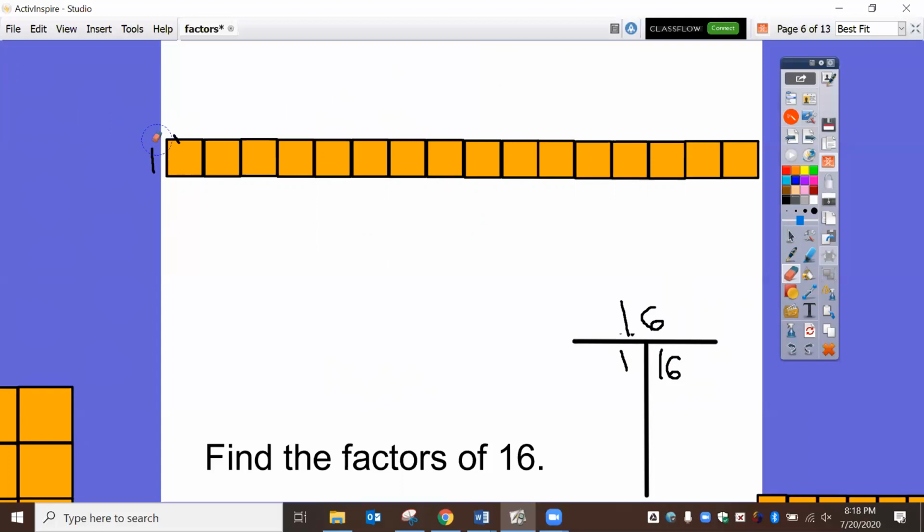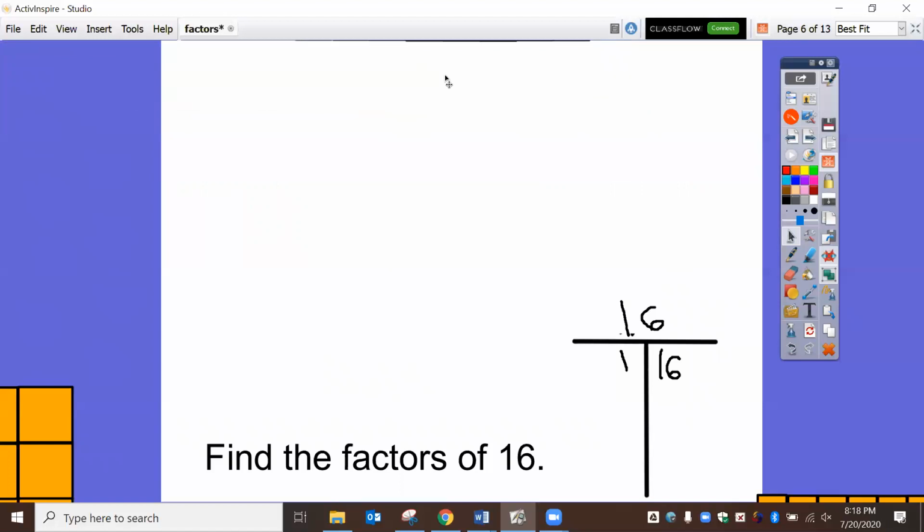There is another area model that I could create for 16?